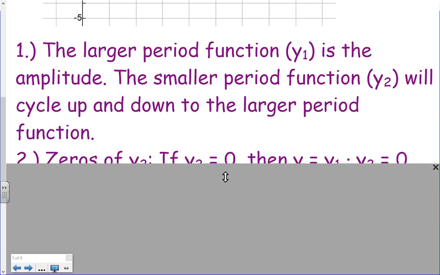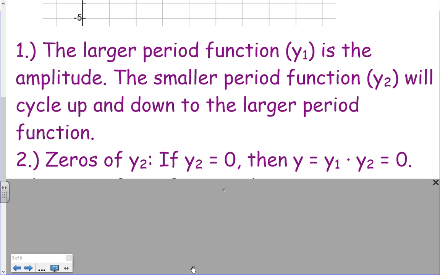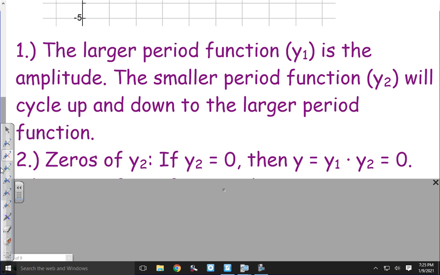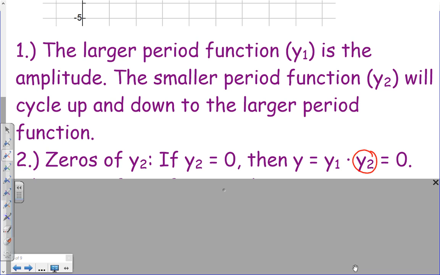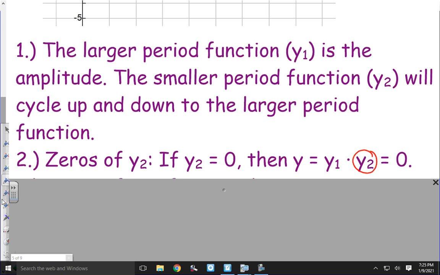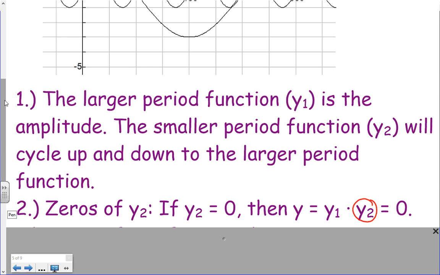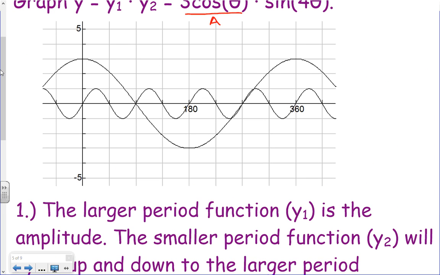All right, let's start out with the zeros, just like we did before, although I think the zeros here are a little bit easier because when you multiply by 0, you get 0, right? So if I look at the zeros of y2, if y2 is equal to 0, that means that when I take y1 times y2, the y2 is 0. Anything times 0 is going to give you a 0. So let's plot those points. Anywhere that y2 is 0, that's also going to be a 0 of my graph here. So y2 is the smaller period function. So right here I have a 0, so that's going to be a point on my resulting graph. Another 0 here and here. Go ahead and plot all these points.